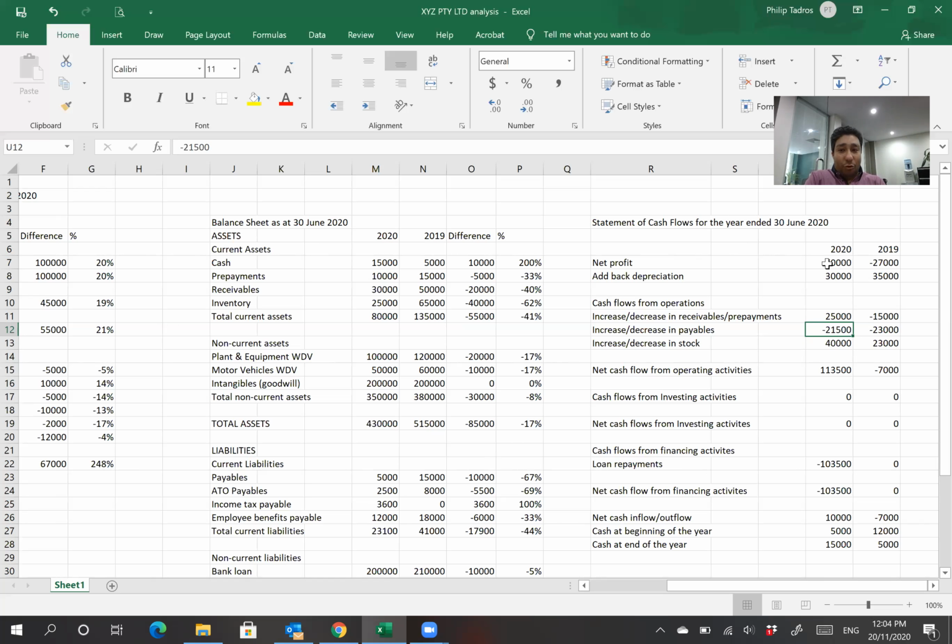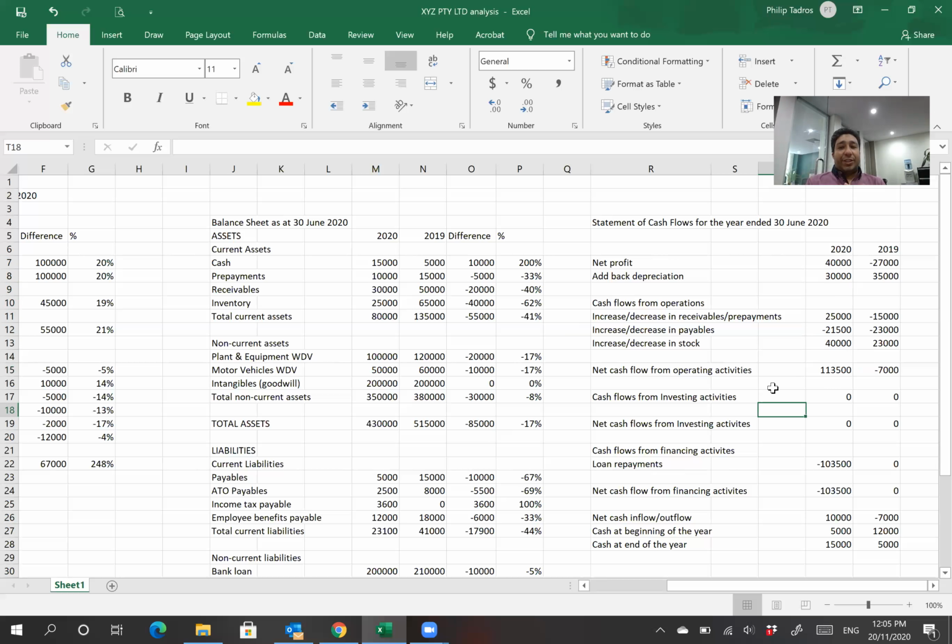So when we add all of these figures, the net profit, add back the depreciation, and then add and subtract all your changes in cash flows from operating activities, you then have a net cash flow from operating activities of $113,500. Now we come to the cash flows from investing activities.